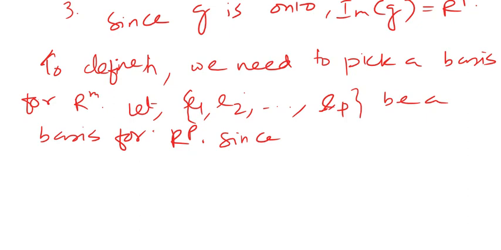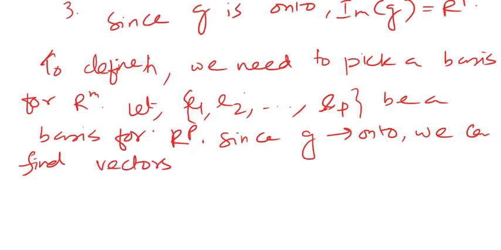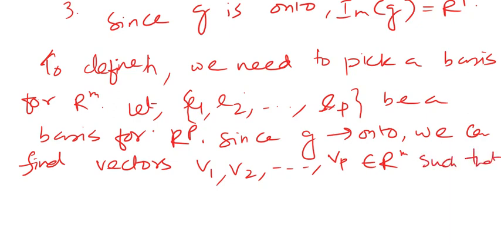Since g is onto, we can find vectors, क्या क्या वेक्टर फाइंड करेंगे हम, v1, v2, ..., vp belongs to R^m such that g(vi) equals ei for each i.